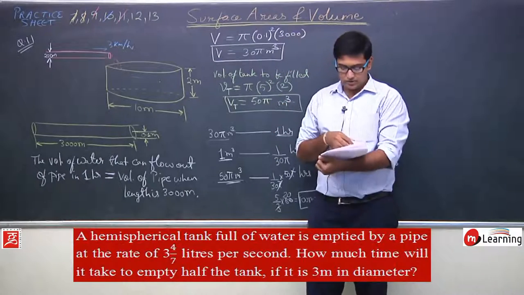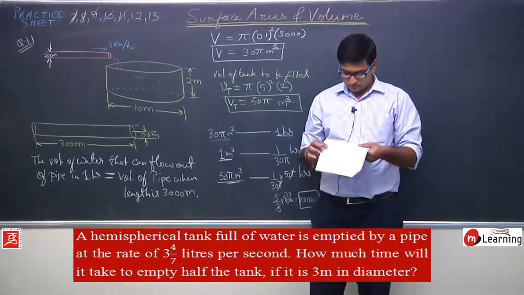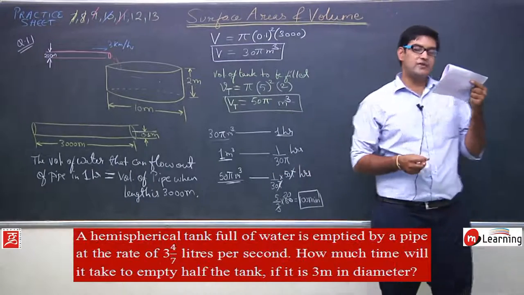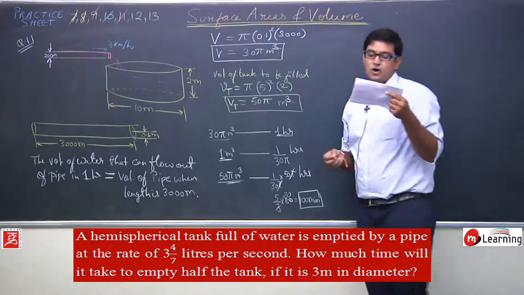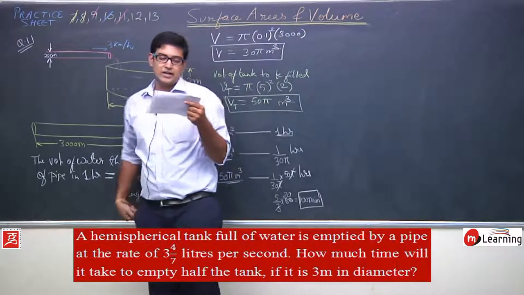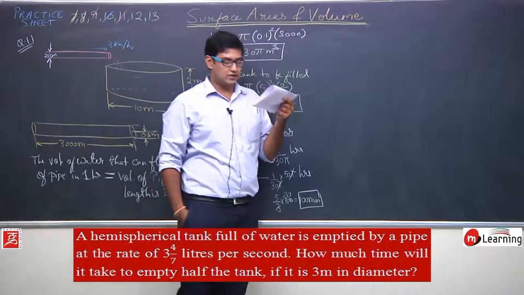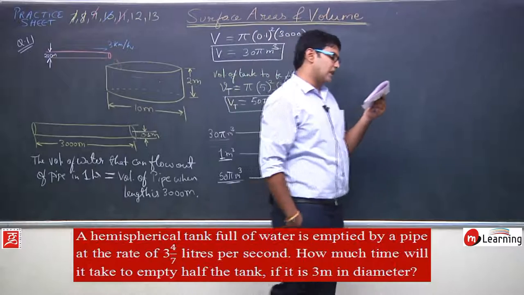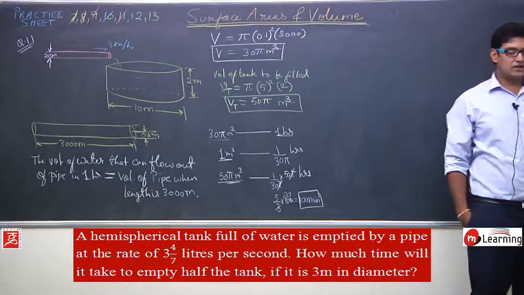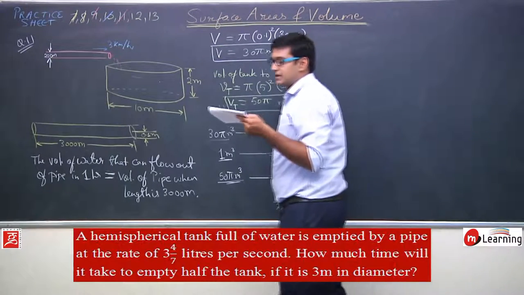The next question is question number 12. Question number 12 says, a hemispherical tank full of water is emptied by a pipe at the rate of 3.47 liters per second. How much time will it take to empty half the tank if it is 3 meters in diameter?